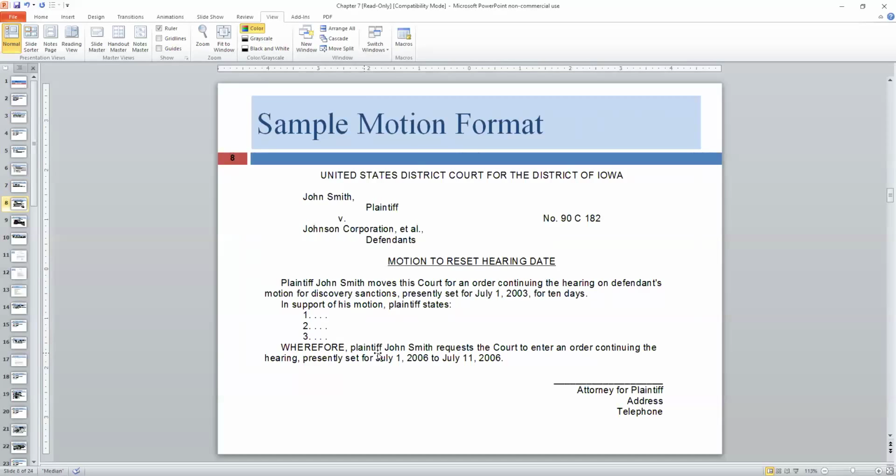Well, wherefore, plaintiff John Smith requests the court to enter an order continuing the hearing date presently set for July 1st, 2006 to July 11th, 2006. And you can see this motion does all 3 things that we've already just said that a motion needs to do in federal court. It's in writing. It states with particularity why its motion ought to be granted. Of course, they're actually not listed here, but the 1, 2, and 3 would fit into that category. And we can see here where we're requesting an order continuing the hearing for 10 days. And again, we restate what we're seeking right here. So we've accomplished all 3 of our tasks, or all 3 of the necessary components of a motion.